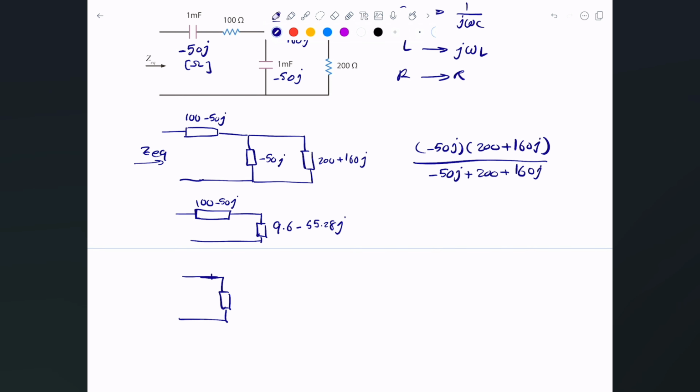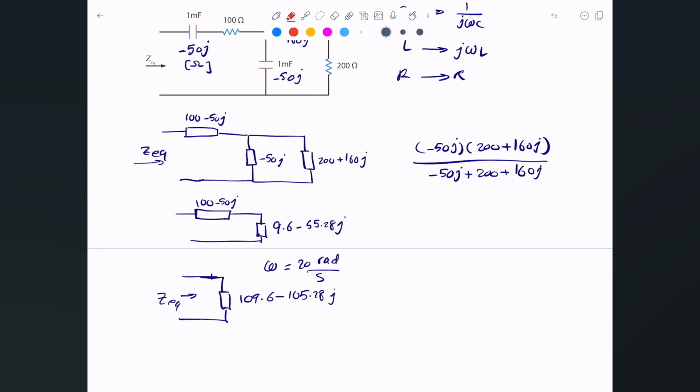Now we can get the Z equivalent of all of them, which is simply adding both of them together. So I'll add 100 - 50j to it, and what I'll end up with is 109.6 - 105.28j. I'm approximating here, and that's the Z equivalent that we see. This is for omega equal to 20 rad/s.